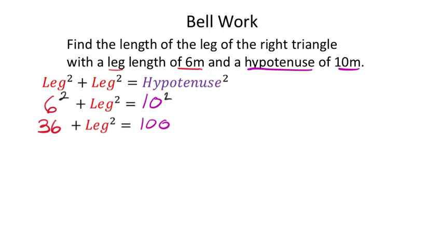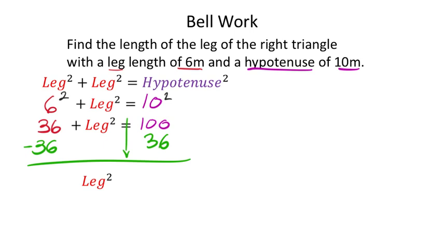So we're at the point where we're going to need principles of equality in order to get this leg squared all by itself. I can't have the 36 with it, so I'm going to have to zero that out by subtracting 36. If I do it to one side, I must do it to the other side, so that zeroes that out. We already dropped leg squared like we wanted, so that it's all by itself. And then 100 minus 36 is going to give us 64.